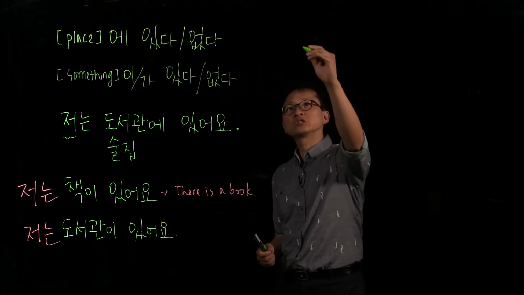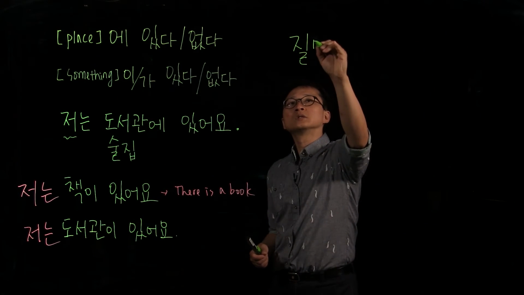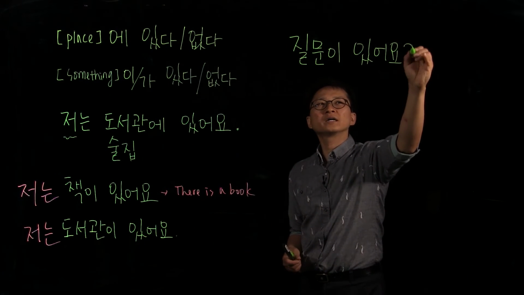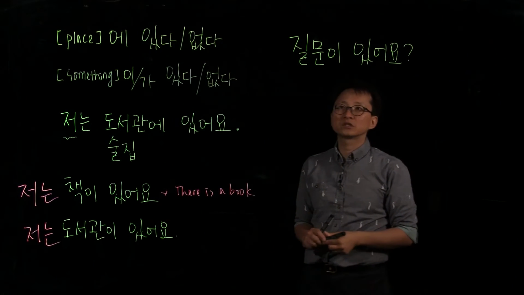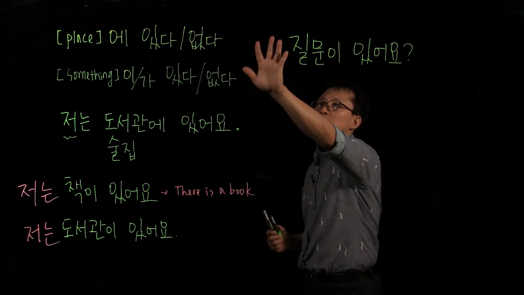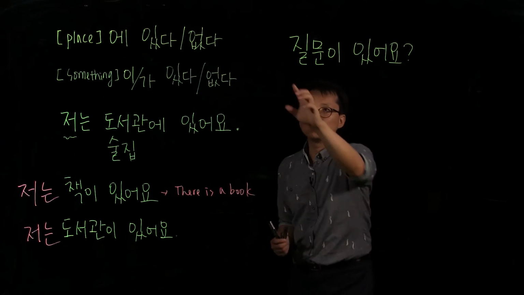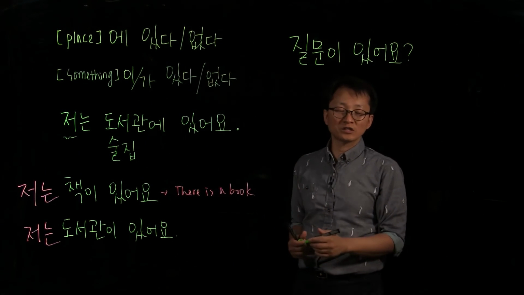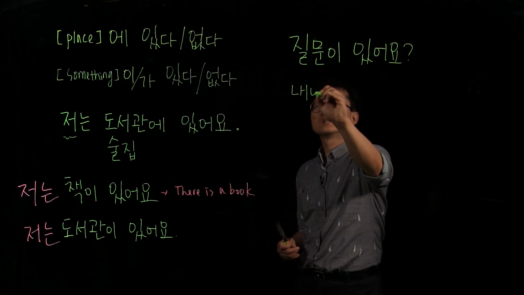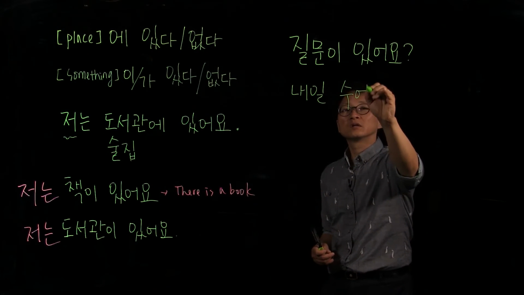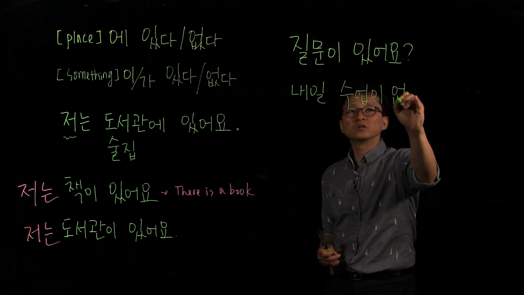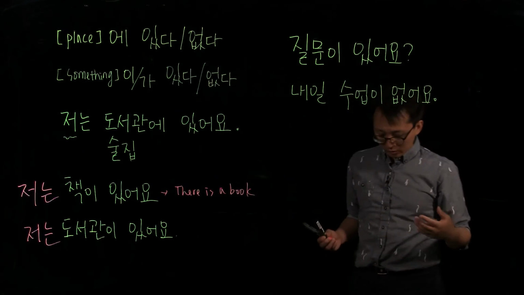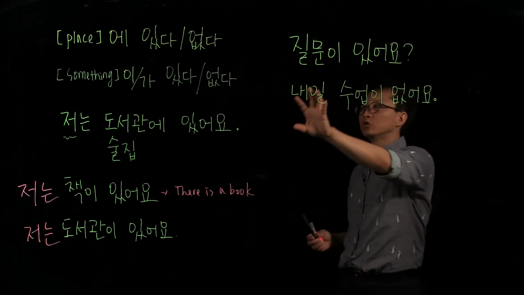Do you have a question? Then what's the word question? 질문. 질문이 있어요? If you ask like this, 질문이 있어요? Do you have a question? So maybe the omitted subject is you. So do you have the question? There is a class tomorrow. 내일, there is no class tomorrow. If you want to say like that, 내일 수업이 없어요. When you talk about what you possess, then you use this structure.